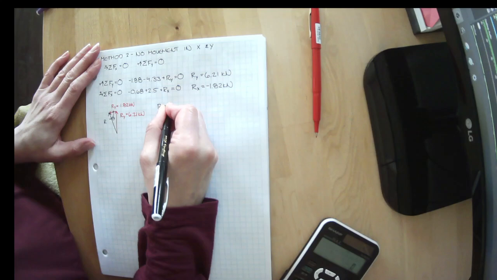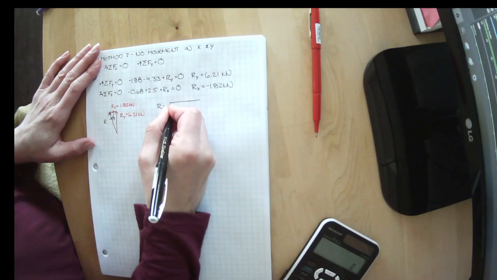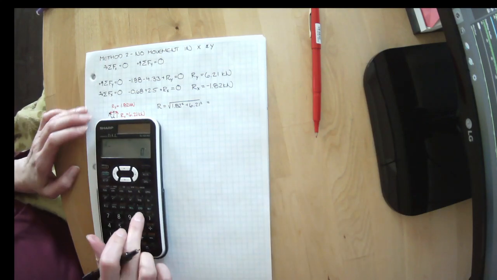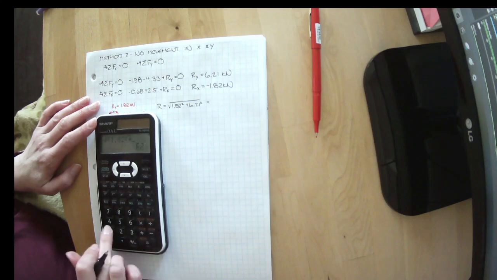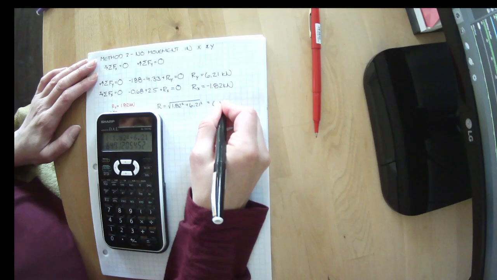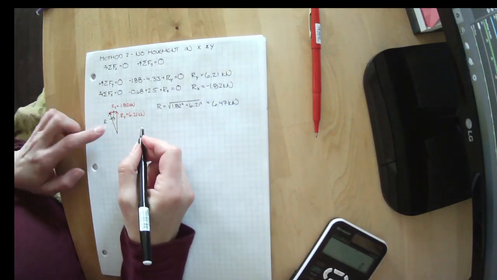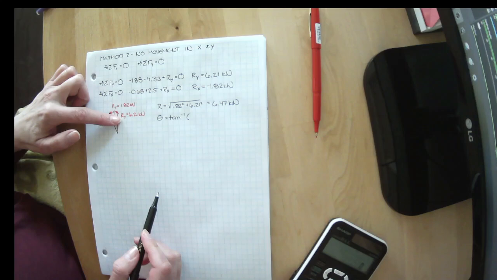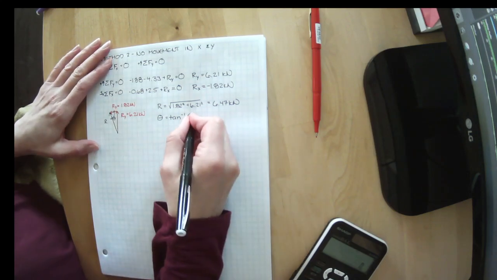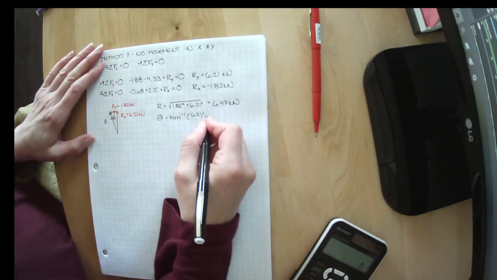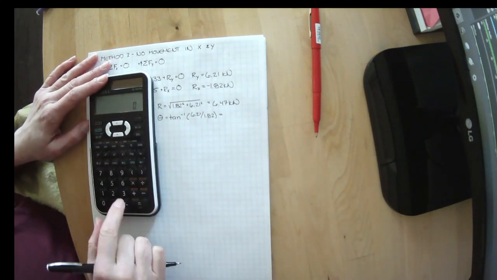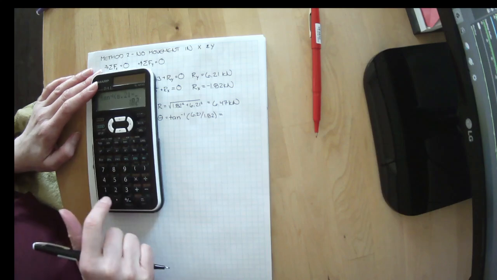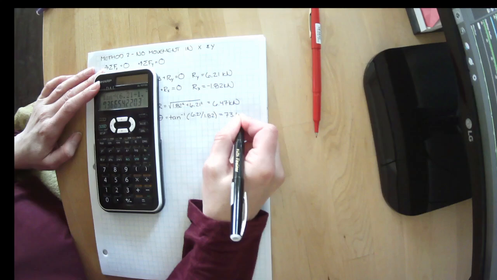We know that R has to equal the square root of the sum of the squares, or the square root of 1.82 squared plus 6.21 squared, or 6.47 kilonewtons. And we can calculate this angle because it's going to be the inverse tangent of opposite over adjacent. Opposite is my Ry, 6.21, and adjacent is 1.82. We want the inverse tangent of 6.21 divided by 1.82, or 73.67 degrees.